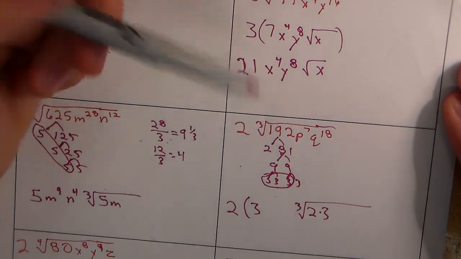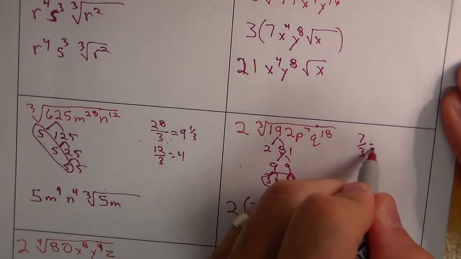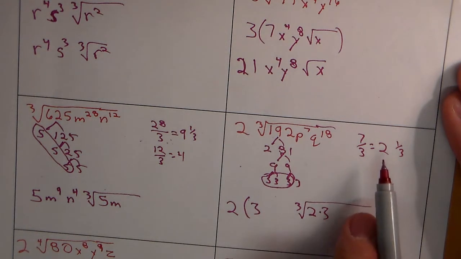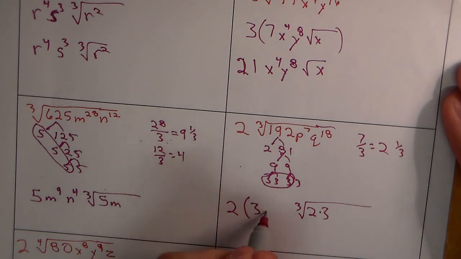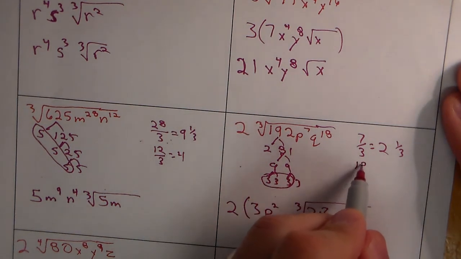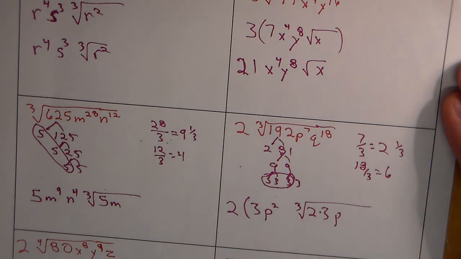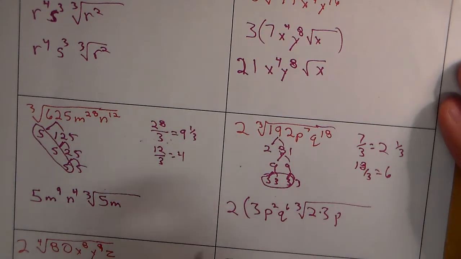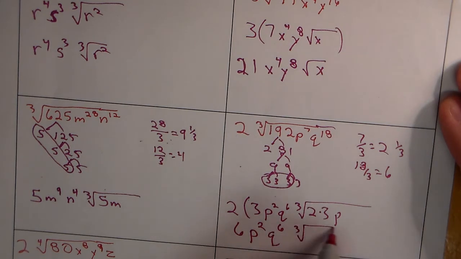P to the 7th in the cube root. Well, 7 divided by 3 is 2 and 1/3. So I have 2 sets coming out, so that's p squared. 1 set left over, that's the p on the inside. Q to the 18th. 18 divided by 3 is 6, it's even, so all sets come out, that'll be q to the 6th. Now we put it together. 2 times 3 on the outside is 6, p squared, q to the 6th, cube root of 6p is our answer.